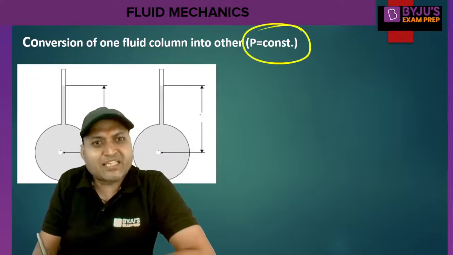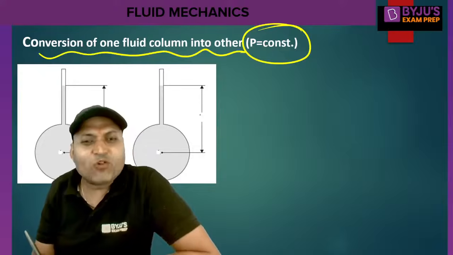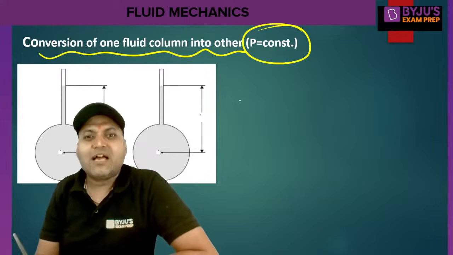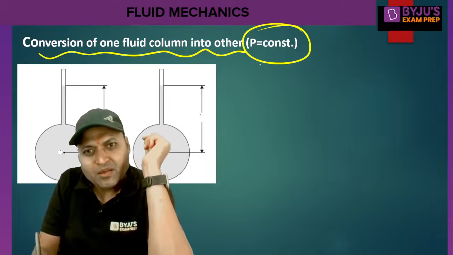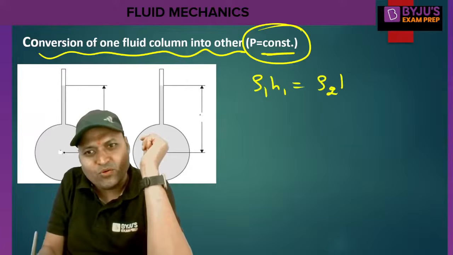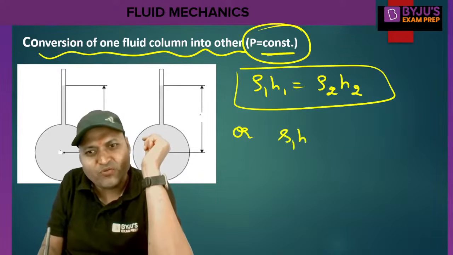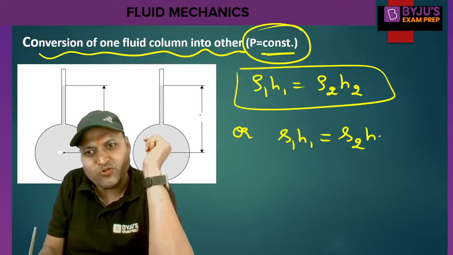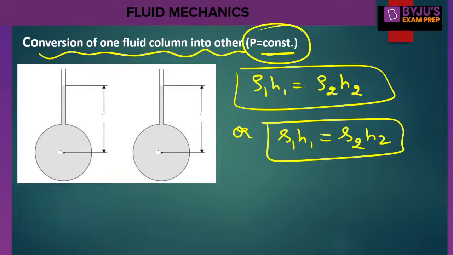For constant pressure, we can use the conversion of one fluid column into another. We can find out the pressure head of one fluid, and we can convert the pressure head of one fluid into another. If pressure is constant, we can write rho1 H1 is equal to rho2 H2, or we can write S1 H1 is equal to S2 H2. That is the formula to be used for converting one fluid head into another fluid.